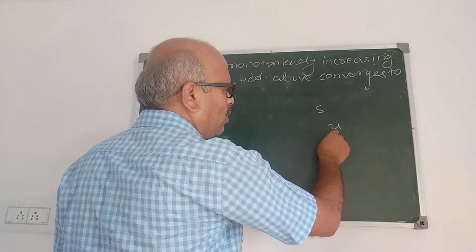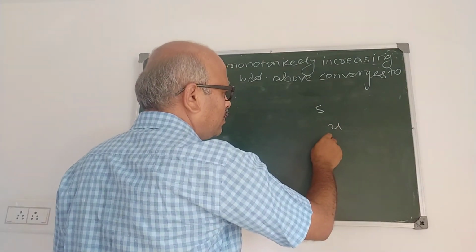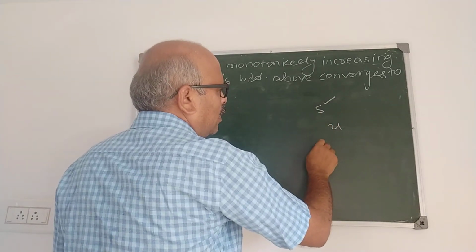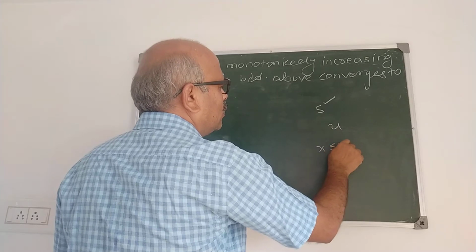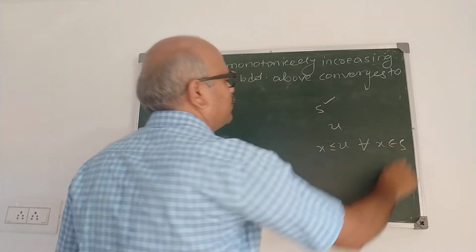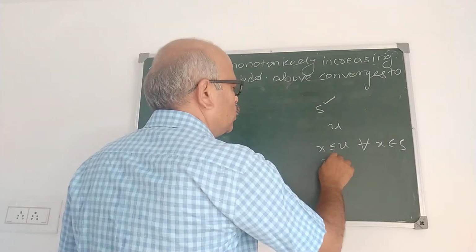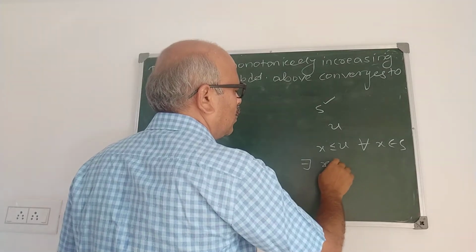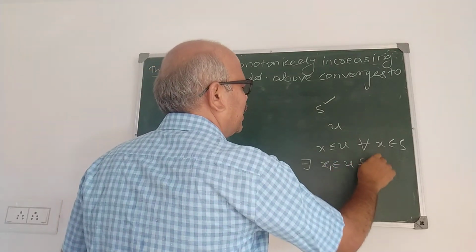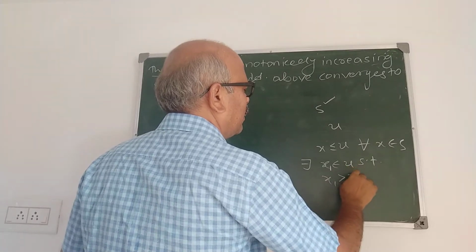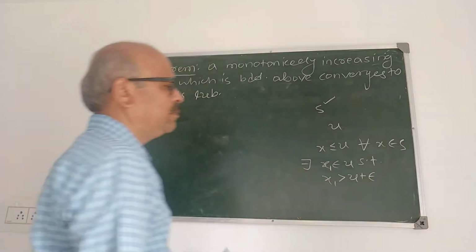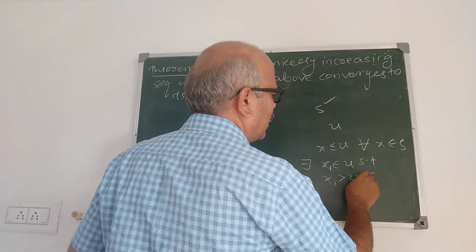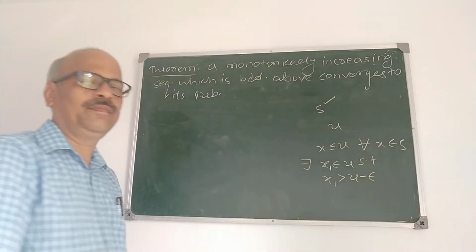But least upper bound means it is defined like this. A number U is said to be the least upper bound of this set if x is less than or equal to U for all x belongs to S, and for any epsilon there exists x1 such that x1 is greater than U minus epsilon.